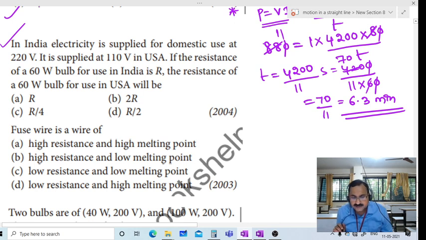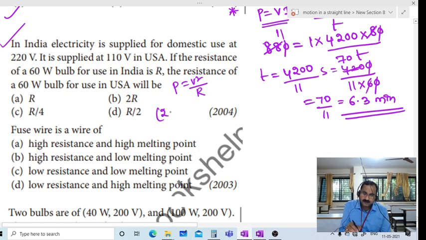In India, electricity is supplied for domestic use at 220 volt, but in the USA it is 110 volt only. The resistance of a 60 watt bulb in India is R, and the resistance of the 60 watt bulb in the USA is R dash. The power is the same, 60 watt only. Then you try the relation between V and R only. The power formula, what is that? V square by R only, no?